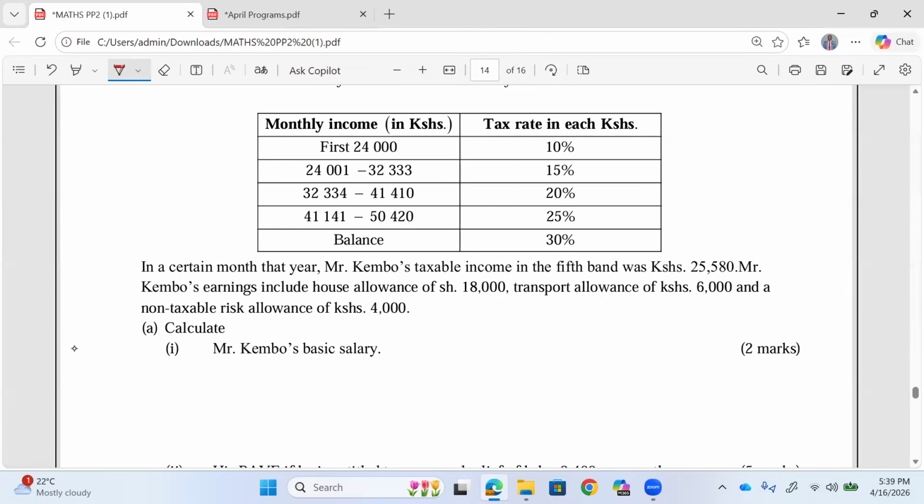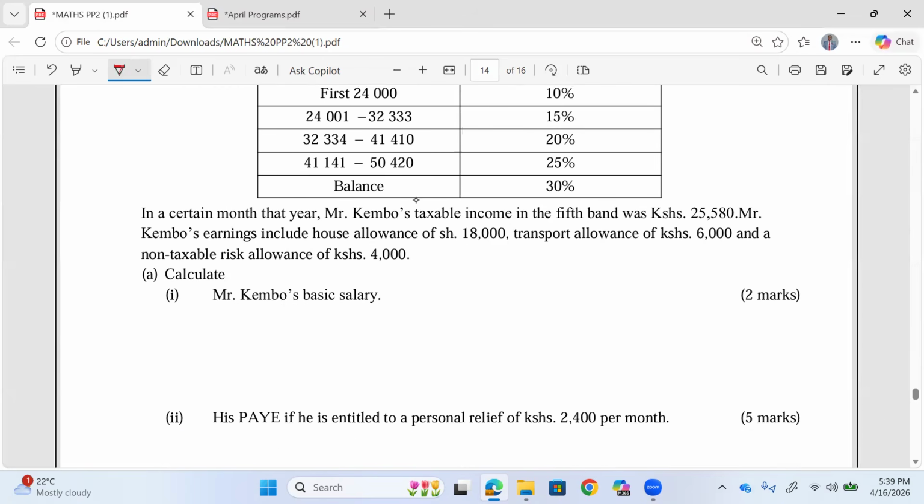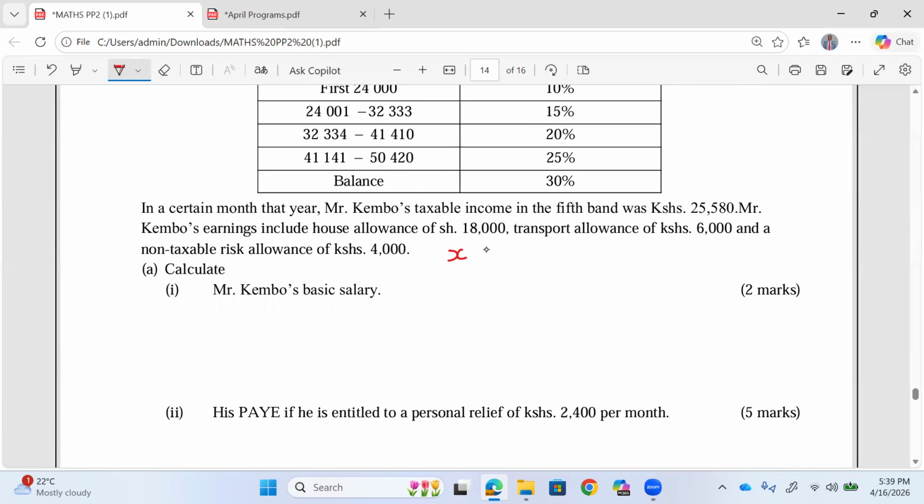Part A, calculate Roman 1, Mr. Kempos' basic salary. So the first thing that I would like us to find is the taxable income. You see, in the last bracket, which is the fifth, there is an unknown amount x which is being taxed at the rate of 30% to give us the tax in the fifth band, which is 25,580.